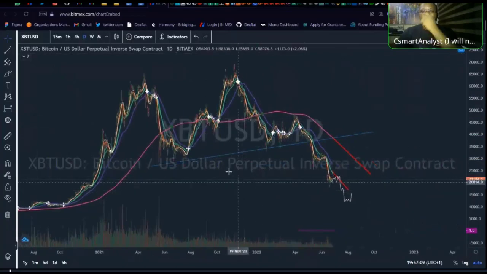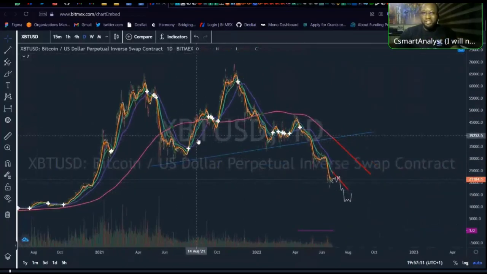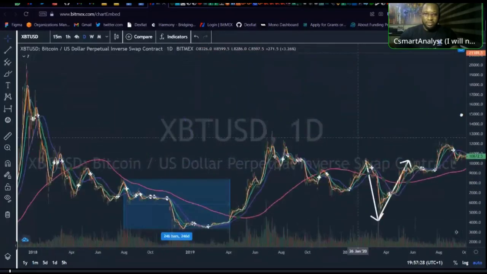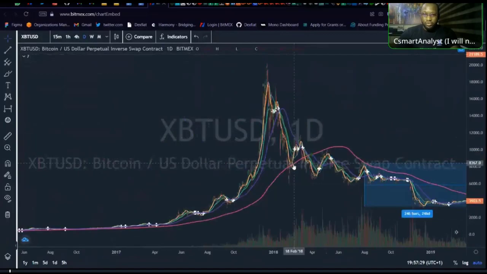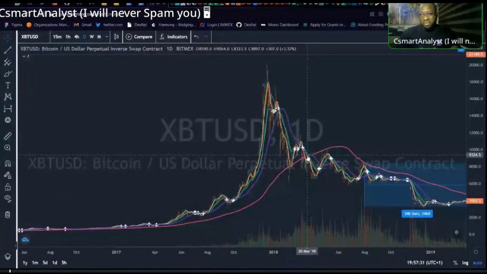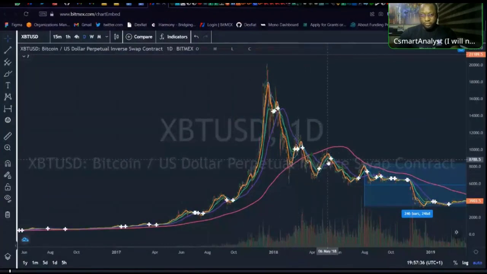Now, if you notice, the 2017 bear market is actually different from this current bear market because we tested and broke the 200 moving average like three to four times. Here, 1, 2, 3, 4, 5, 6. It's actually tested 6 times in these years, but compared to the 2017 bear market, we only tested about 1, 2, 3 times before we actually had a major rejection.